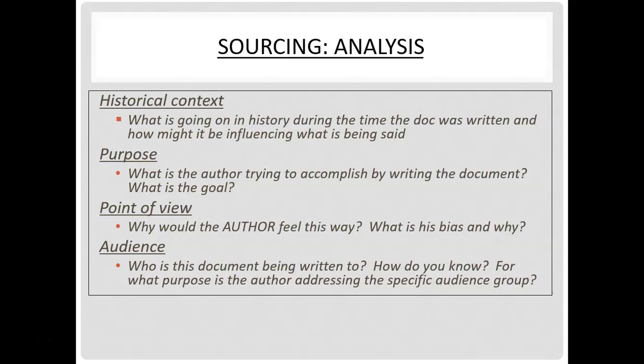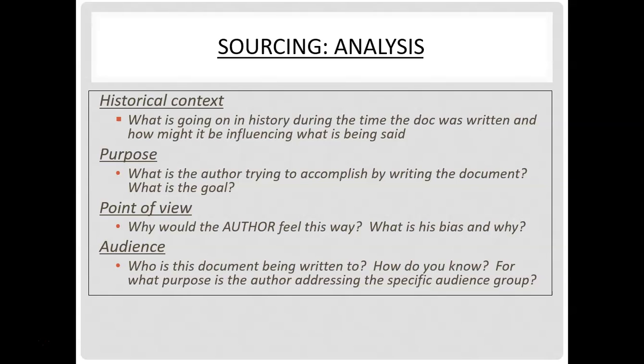So you can analyze documents for AP World History in 4 different ways. You can analyze it for historical context, purpose, point of view, and audience. So if you choose to analyze for historical context, basically what you're doing is you're just going to explain what's going on during the time period that the document was written that might be influencing what the document is saying.